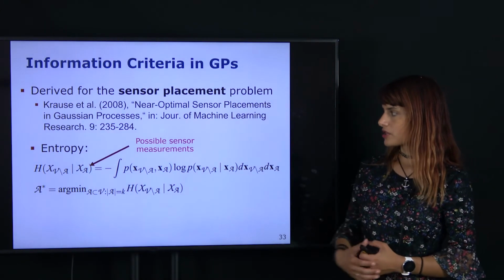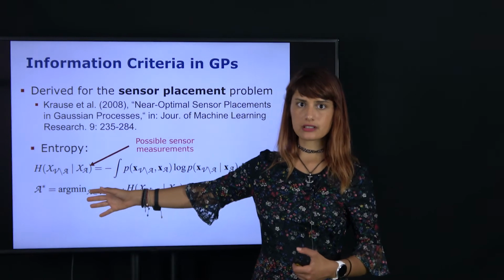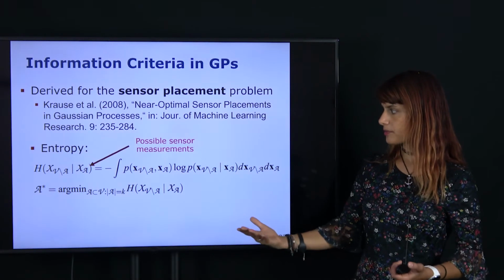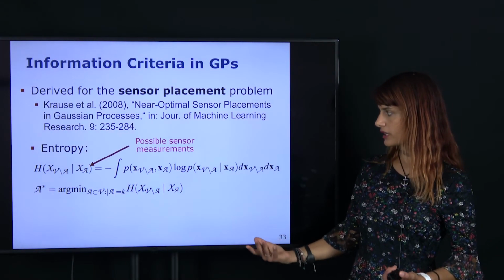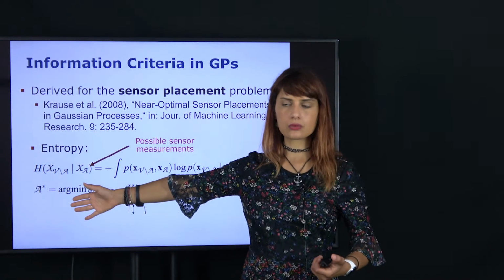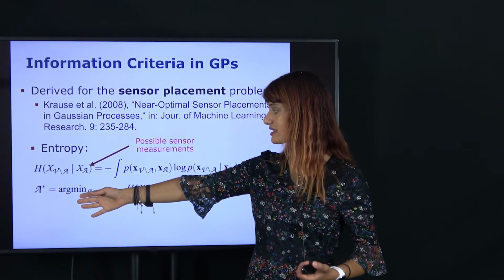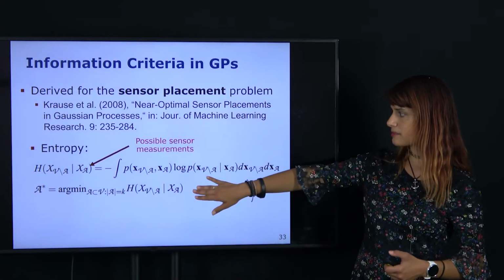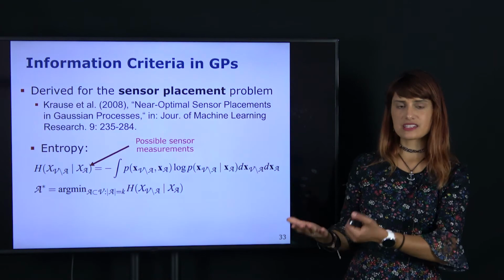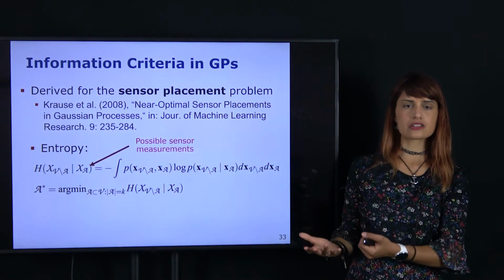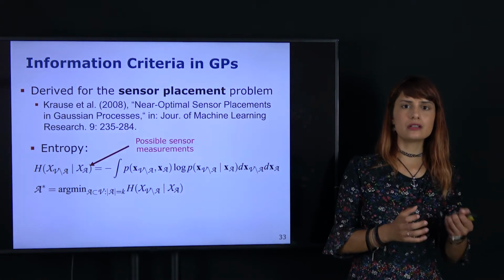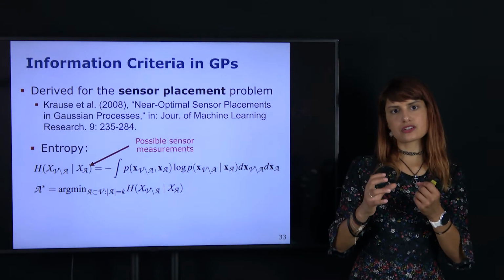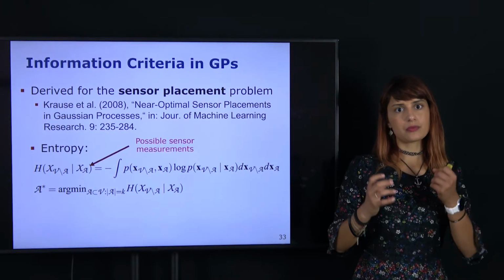And obviously, because entropy is a measure of uncertainty, in the paper, the optimal sensor locations would be in the positions that minimize this conditional entropy. So this is a measure that, say, if we have a set of possible sensor locations, we can compute the conditional entropy, and this is like our utility function for the static sensor placement problem that we want to minimize.